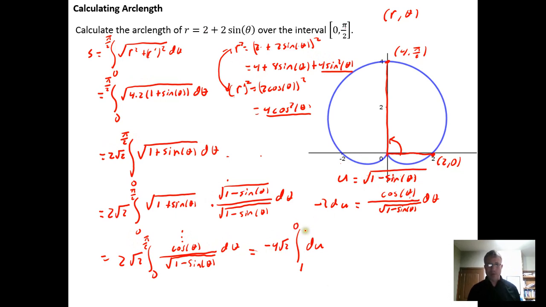And then if you reverse the direction to get the larger number on top, if you change this from 0 to 1, what that does is negate the integral. Negative, negative is positive. So you get the integral from 0 to 1 of 4 root 2 du, which just equals 4 square root of 2 times u from 0 to 1, which is just 4 times the square root of 2.